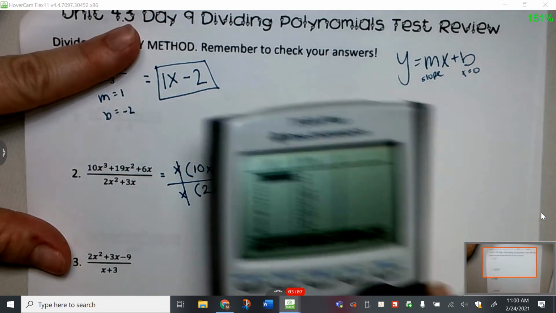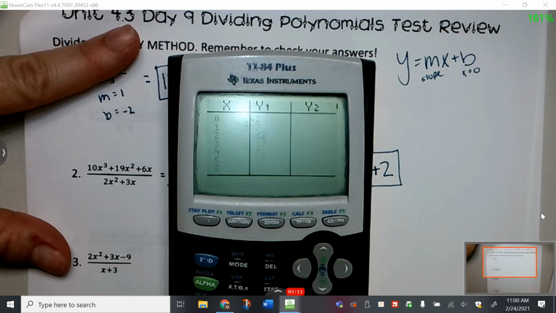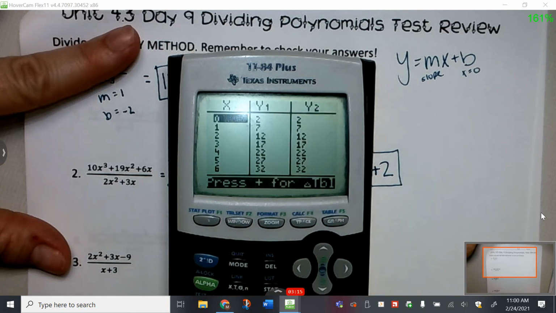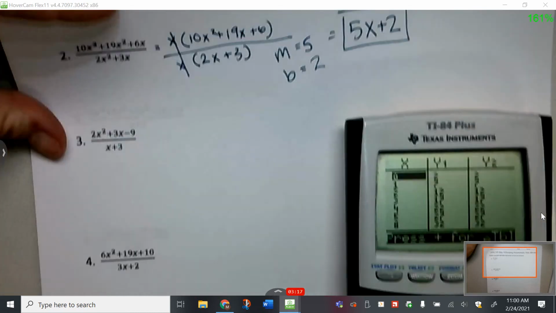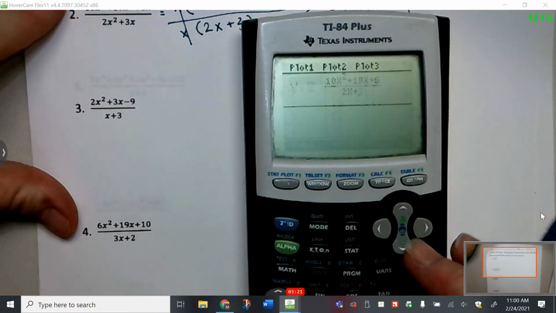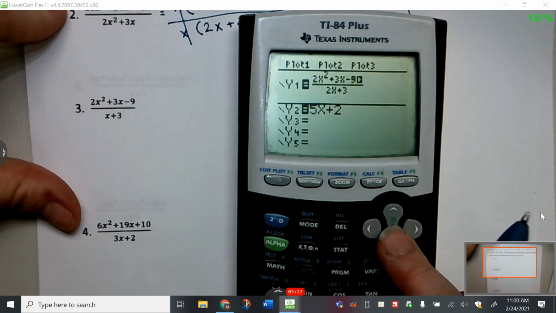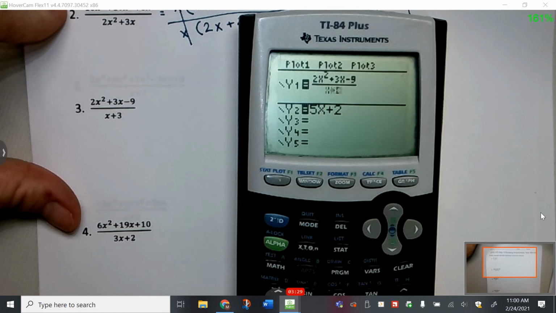We can check our work. 5x plus 2, second graph. And they all match, so we're good. Let's look at number 3. Now number 3 is a quadratic over a linear, so we can go straight to the calculator. 2x squared plus 3x minus 9 over x plus 3.